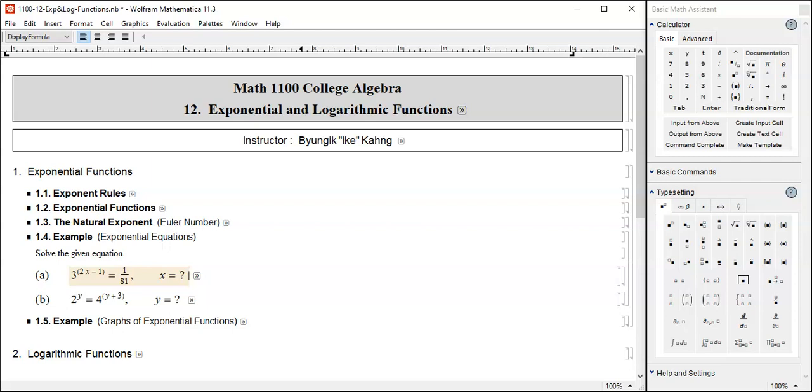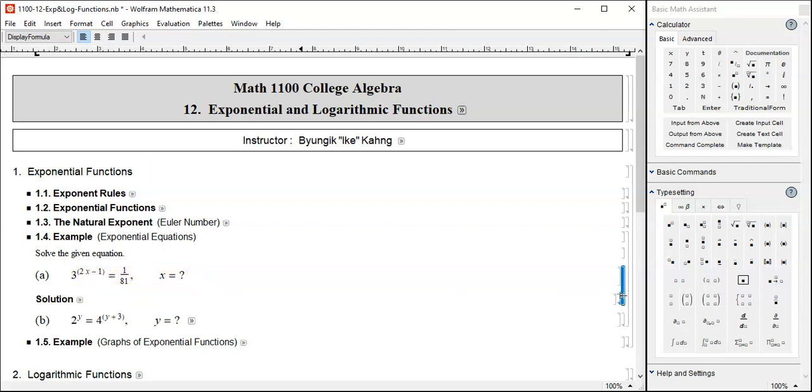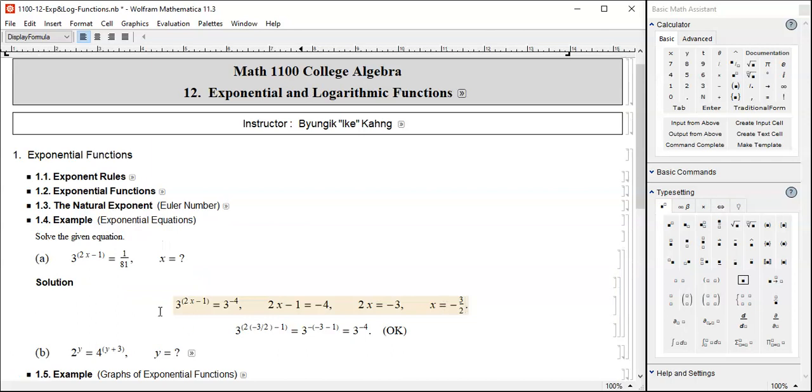How does it work? Basically, what we want is to take the same base and compare the exponents. So how does it work? 81 is 9 times 9, and 9 is 3 squared. So 81 is 3 to the 4th power. It's in the denominator, so it's the negative 4th power. So in short, we get this equation here. Same base, so we can simply compare the exponents, the powers. 2x minus 1 is equal to negative 4, and from this point on, it's easy.